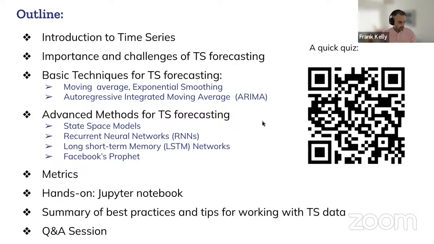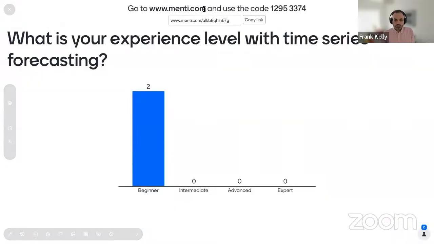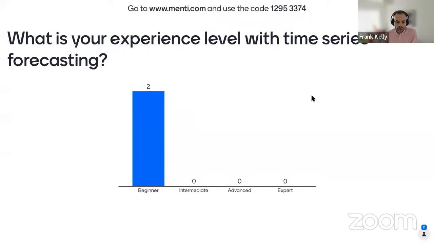But first of all, a quick quiz. If you scan this QR code, or you can just go to menti.com on your mobile and type in this code, or even on your laptop. I just wanted to know the audience level. It's good to see that, based on a proportion of 5 people so far, they all seem to be beginner level, which is good. That's kind of how I was pitching it. Oh, some intermediate people coming in. So just to get an idea of the audience makeup.